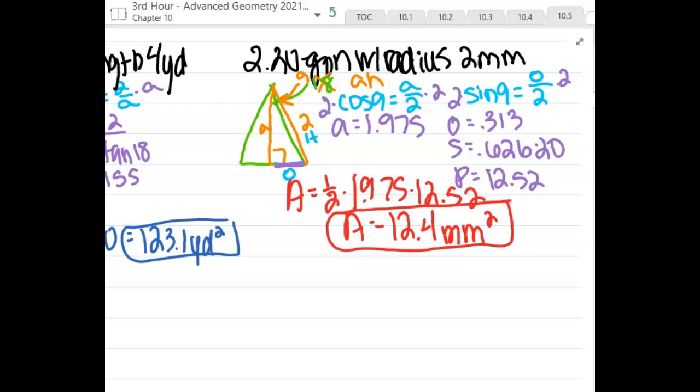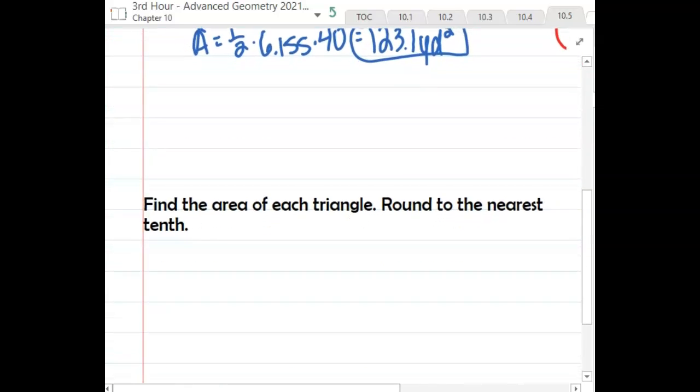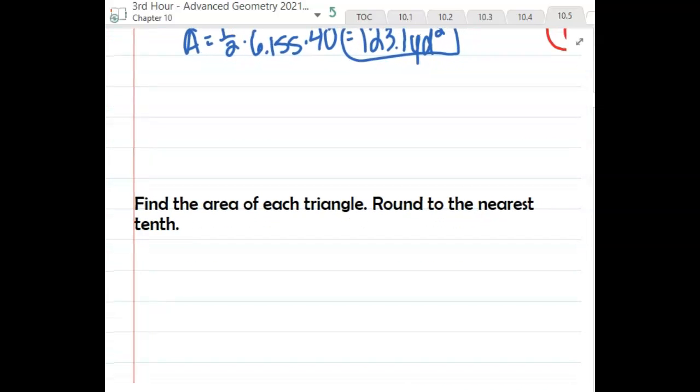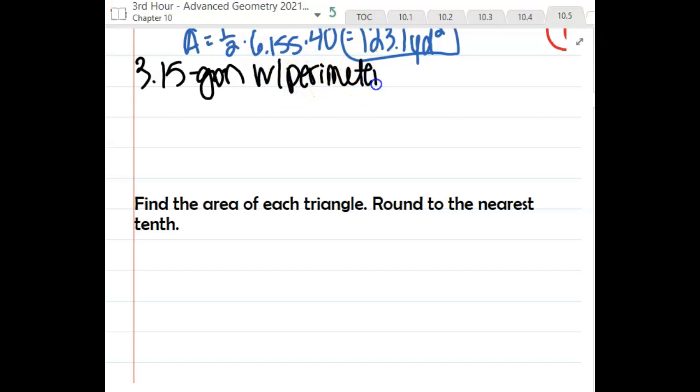Okay, let's do one more of these. Okay, this last one, I want to find the area of a 15-gon with perimeter 180 centimeters. A 15-gon with perimeter of 180 centimeters.